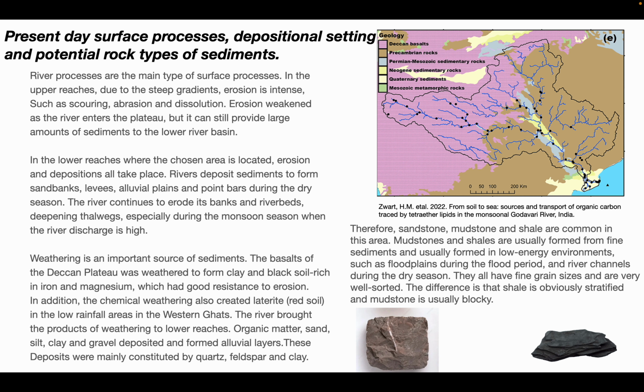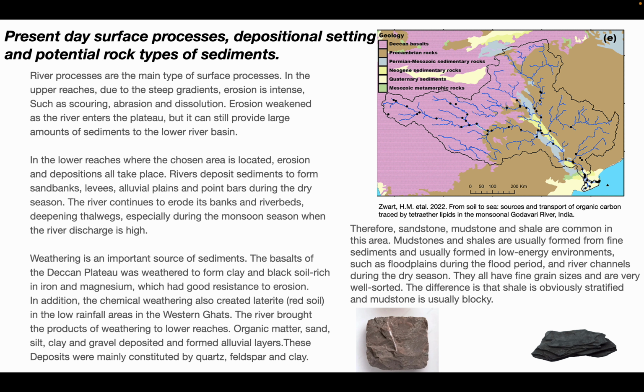According to the graph, we can see the pink area are the Deccan basalts. The Deccan Plateau has a large amount of basalt, also called the Deccan Trap. Weathering is an important source of sediments, so the basalt of the Deccan Plateau was weathered to form clay and black soil rich in iron and magnesium, which had good resistance to erosion.